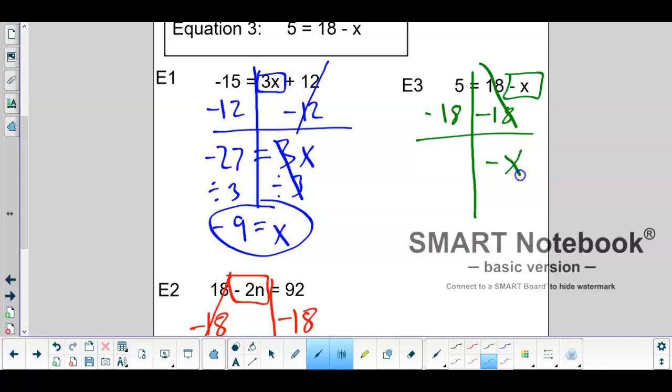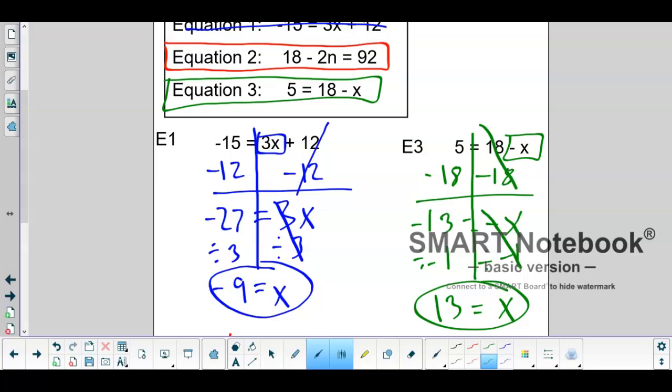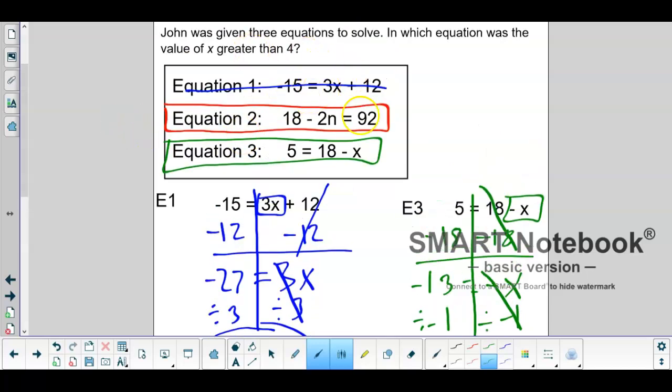But here's the thing. I still have negative 1 times x equals negative 13. 5 minus 18 is negative 13. But negative 13 is not my answer because I still have to divide by negative 1 in order to clear out that negative in front of the variable. Again, negative 1x divided by negative 1 will leave me with positive x, and negative 13 divided by negative 1 would be positive 13. So equation number 2 and number 3 would both result in getting answers that are bigger or greater than 4.